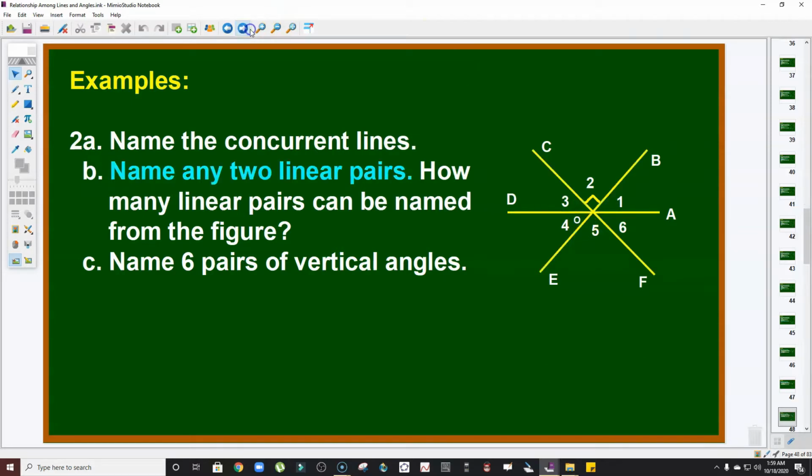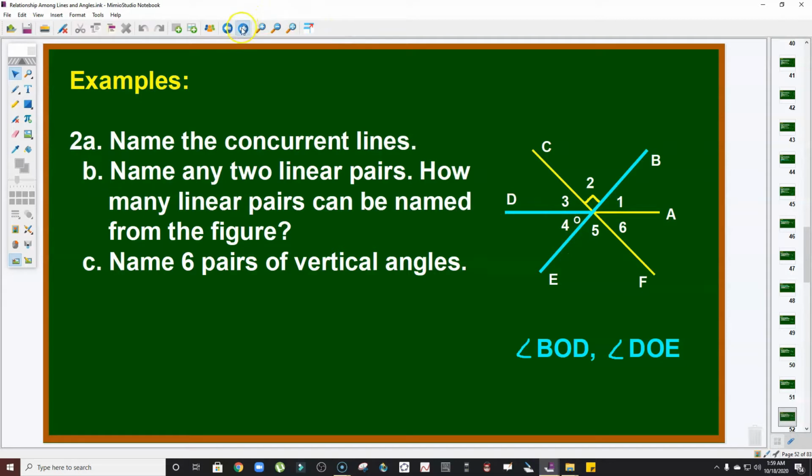Okay, next, letter B. Name any 2 linear pairs. The linear pairs here are angle AOB and BOD, so they're a linear pair. Another is AOC and COD, those are linear pairs. Another is BOC and COE. Then BOD and DOE are also linear pairs.